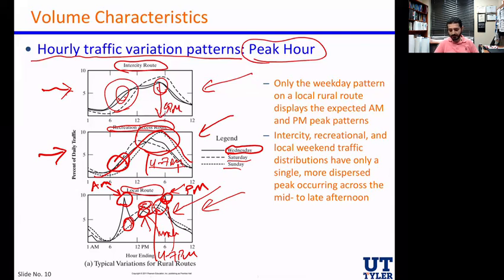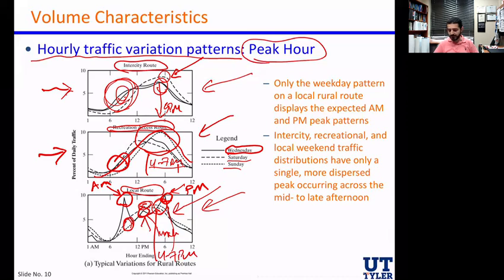Same thing during weekends. Not much going on in the morning, but you may see one peak during the PM time, especially if people are visiting their family members, relatives, and doing social events using this intercity route. It would be highly trafficked somewhere between 5 to 7 p.m.